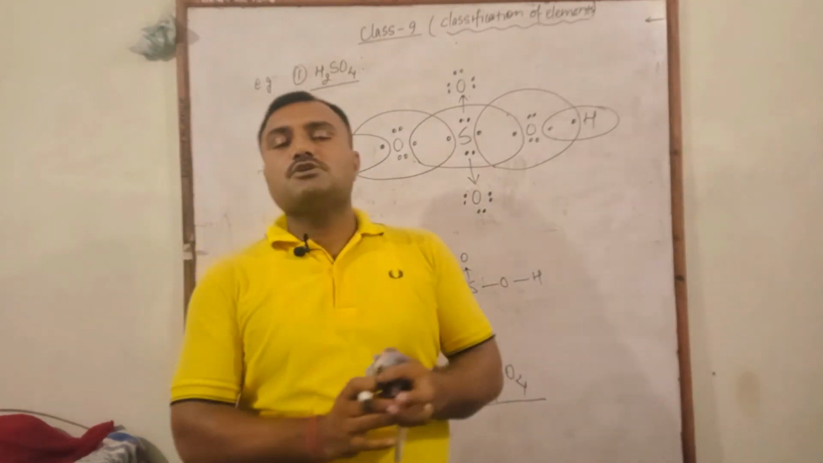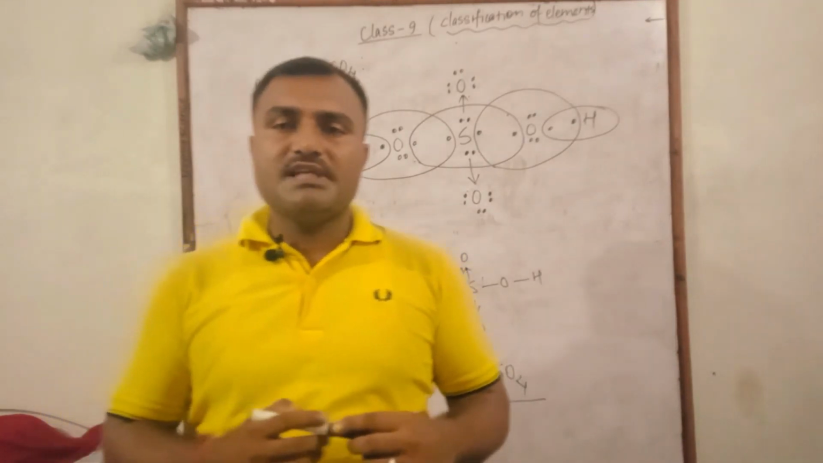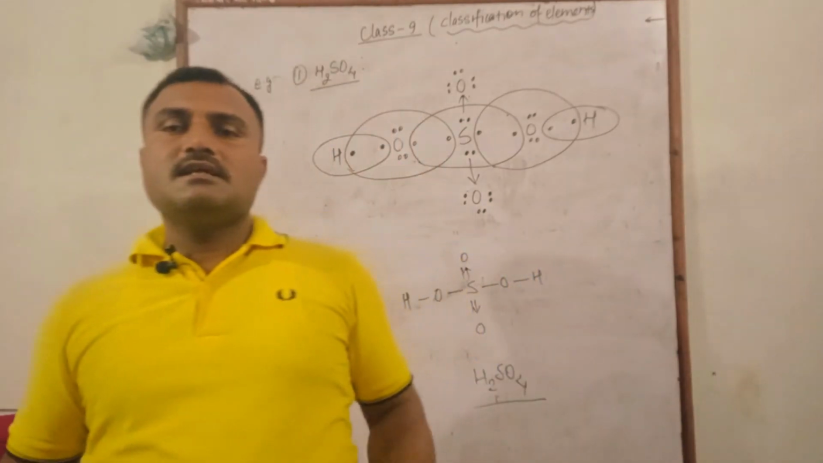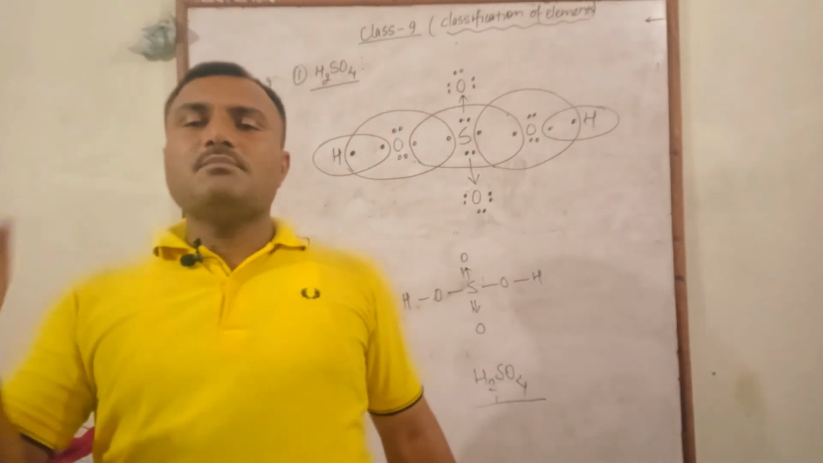In this way, we can draw the coordinate bond present in phosphoric acid, nitric acid, sodium carbonate, and the ammonium radical.